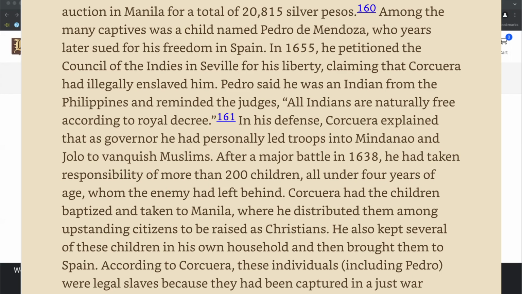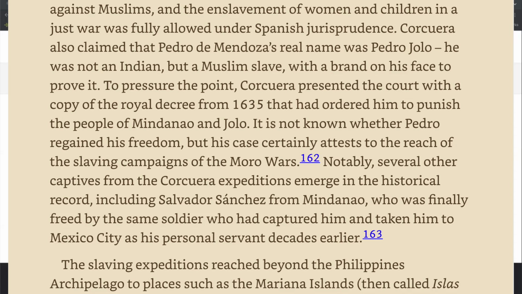He also kept several of these children in his own household and then brought them to Spain. According to Corcuera, these individuals, including Pedro, were legal slaves because they had been captured in a just war against Muslims, and the enslavement of women and children in a just war was fully allowed under Spanish jurisprudence. Corcuera also claimed that Pedro de Mendoza's real name was Pedro Jolo. He was not an Indian, but a Muslim slave, with a brand on his face to prove it. To press the point, Corcuera presented the court with a copy of the royal decree from 1635 that had ordered him to punish the people of Mindanao and Jolo.